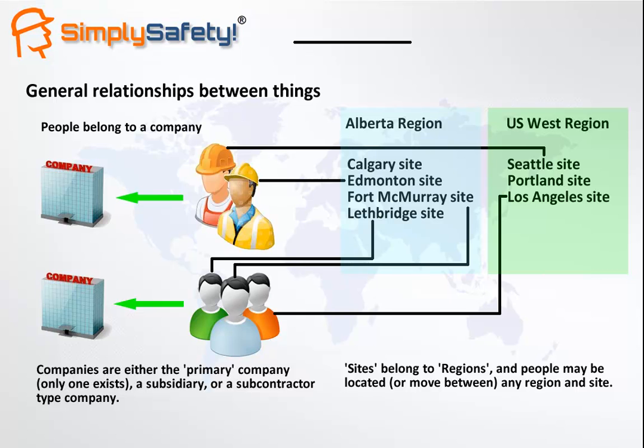In Simply Safety, physical sites belong to regions, and people may be located or move between any region and site. Keep in mind that people always belong to a company, and sites always belong to a region, even though those labels may be changed from region and site to location and department and something else. Also, a person may belong to one region and site, but they may have an incident when they're at another region and site.